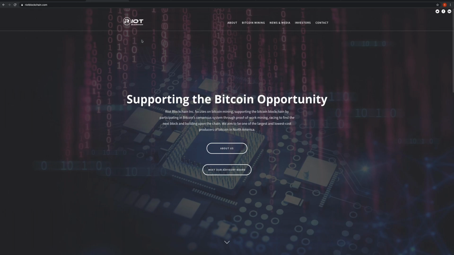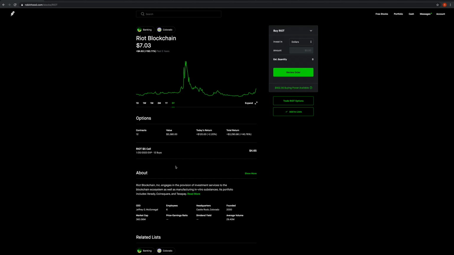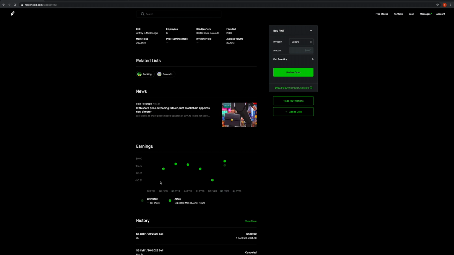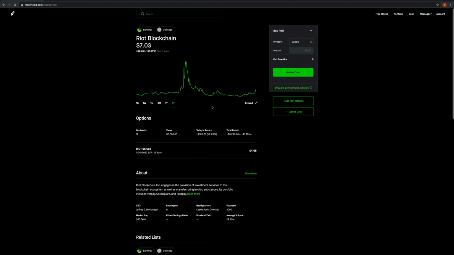Let me just go into a little bit more about Riot Blockchain. Currently, the CEO is Jeffrey McDonald, and the market cap is a whopping $360 million. And Bitcoin's market cap, I think, is probably close to $400 billion at this point. And no dividend. They're not going to pay a dividend. They don't have any earnings, really. They still lose money every quarter. I think last quarter, they just about barely broke even.